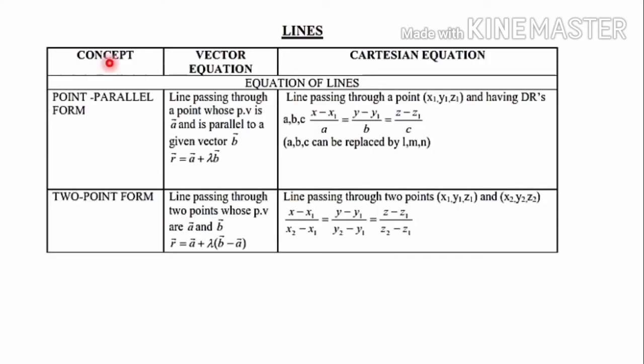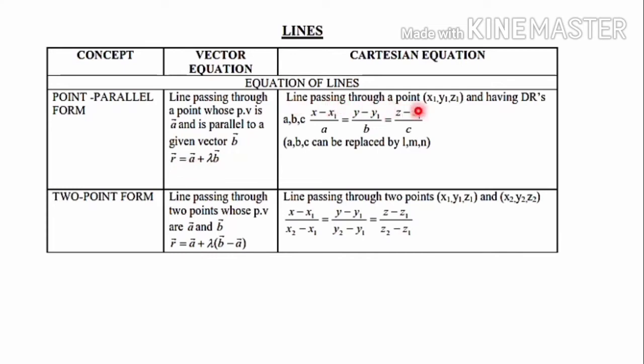Next we shall bring all the formulas of lines in a plane under one frame. First one is concept, next vector equation and Cartesian equation. Two types we have studied, vector equation and Cartesian equation. First one, point parallel form, means line passing through a point whose position vector is vector A and is parallel to a given vector B, that is vector R is equal to A plus lambda B.